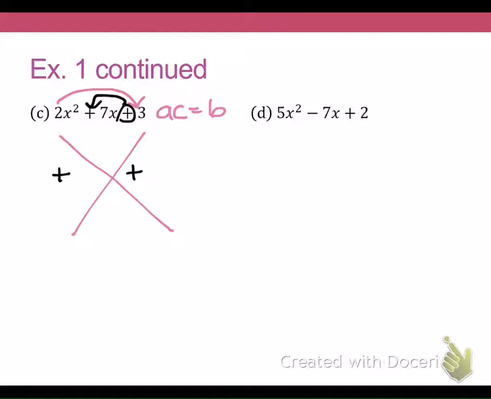All right, Javion, what's going in the top of my X? 7. Good, that coefficient of X, which is a 7, and what's going at the bottom? That new constant, which is 6. All right, very good. We're looking for factors of what, Bruce?